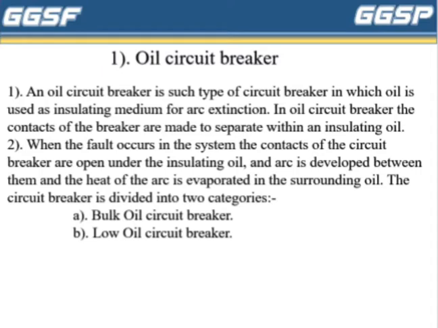Oil circuit breaker. An oil circuit breaker is such a type of circuit breaker in which oil is used as the insulating medium for arc extinction. In oil circuit breaker, the contacts of the breaker are made to separate within an insulating oil. When the fault occurs in the system, the contacts of the circuit breaker open under the insulating oil and an arc is developed between them, and the heat of the arc evaporates the surrounding oil. The oil circuit breaker is divided into two categories. First, bulk oil circuit breaker, and second, low oil circuit breaker.